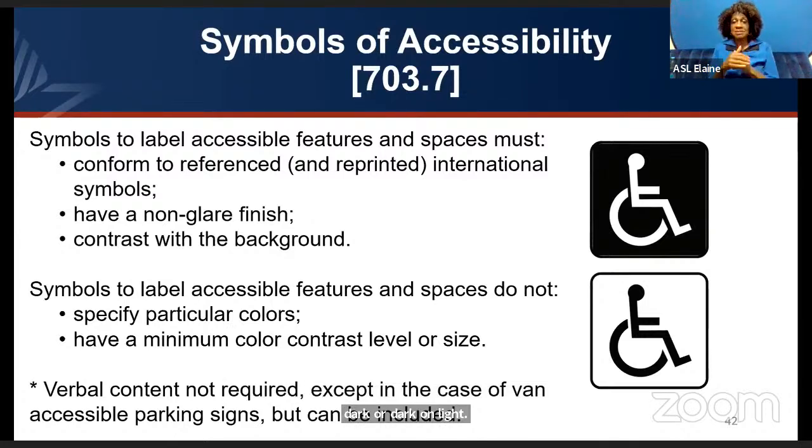Regarding colors, however, the standards do not specify particular colors or a minimum color contrast level, but you want as striking contrast as possible, which Josh had just previously covered. The ADA and ABA standards also have 2 other general requirements. First, they have to conform to referenced and reprinted international symbols. Second, they must have a non-glare finish, both for the symbol and the background. So, in general, 3 requirements for symbols used to label accessible features and spaces, which are listed in the first set of bullets on this slide on the left-hand side.